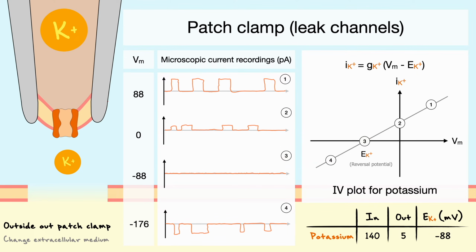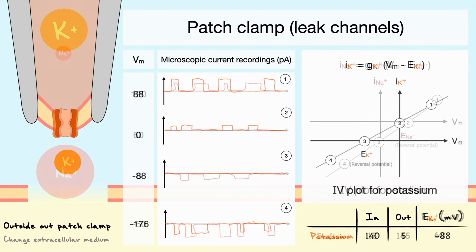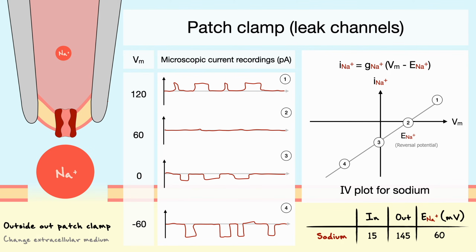For example, in the third trial, the membrane potential is clamped at the equilibrium potential, and thus there is no net flux of potassium. Between trials 1 and 2, the increase in current simply comes from the fact that the driving force for potassium has increased. And in the fourth trial, the inward current happens because the driving force has switched signs. Using the physiological concentrations in and out for sodium, we can perform the same analysis with the leak sodium channels. Here again, the x-intercept corresponds to the equilibrium potential.